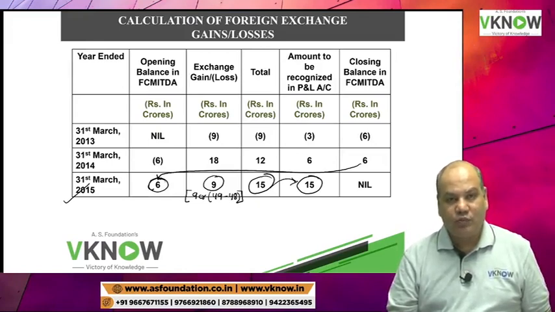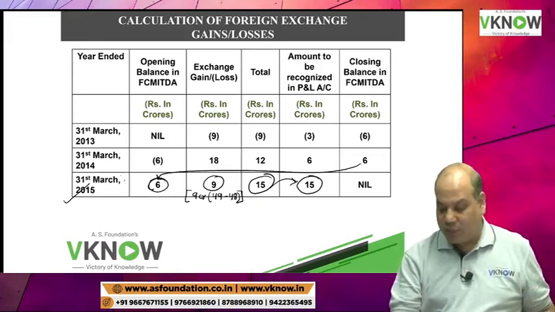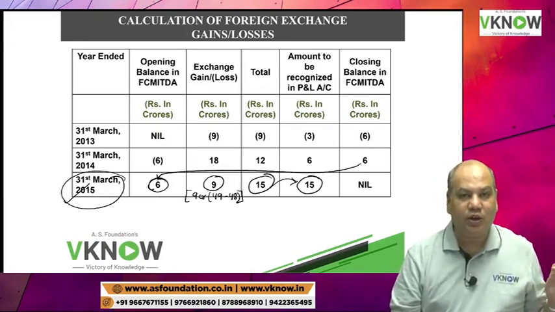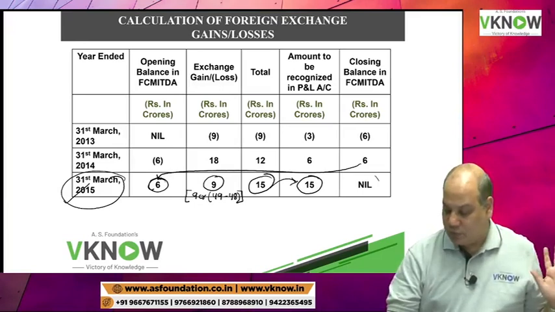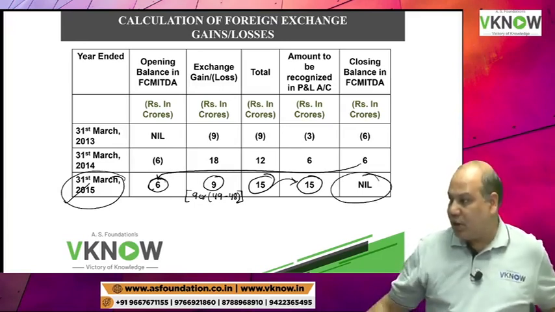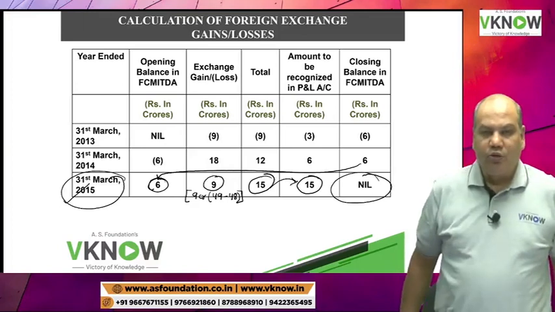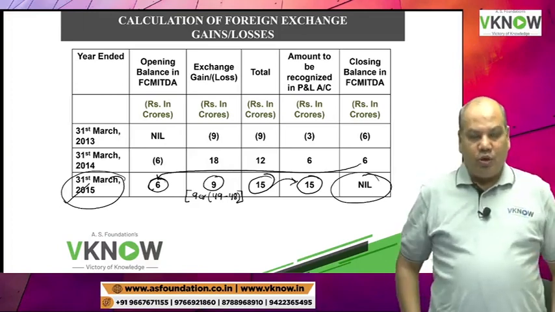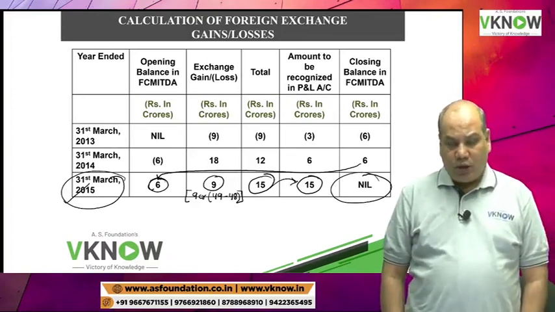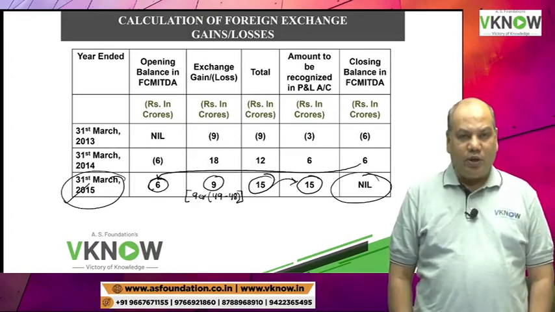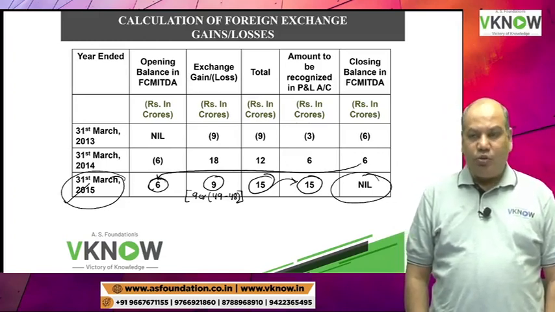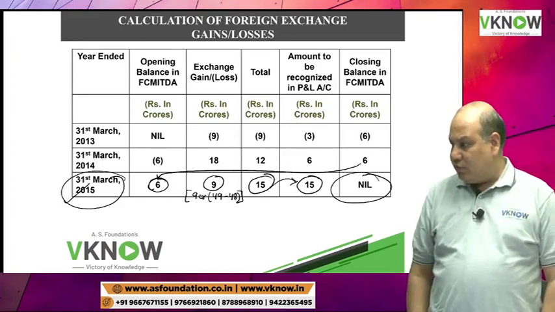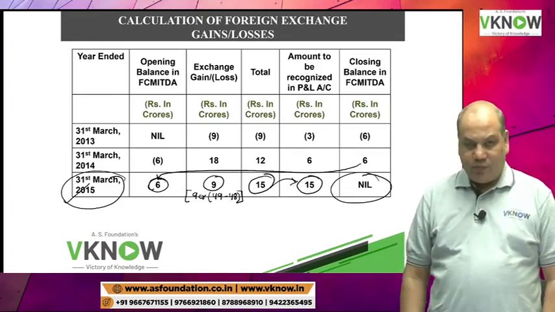Because this is the last year of the loan. The loan will be repaid on this date. So once the loan is repaid, the balance in FCMITDA account will also be written off, and therefore now the balance left is 0. So this is the table which shows you how the FCMITDA will be recognized in P&L account over the life of the loan. This is the table. We have to pass journal entries.